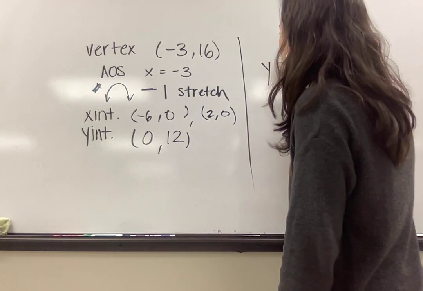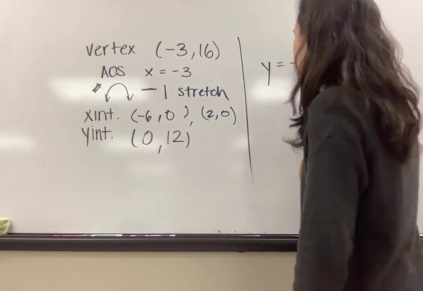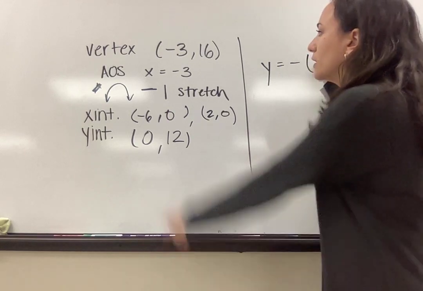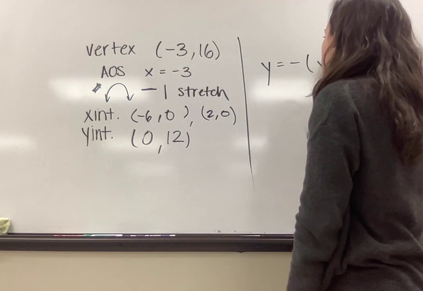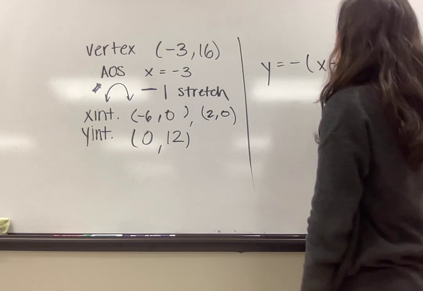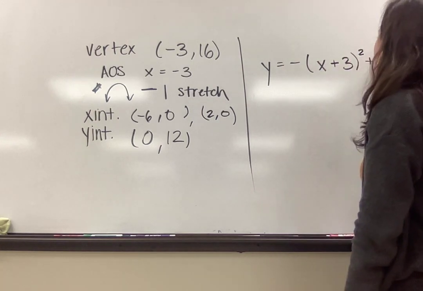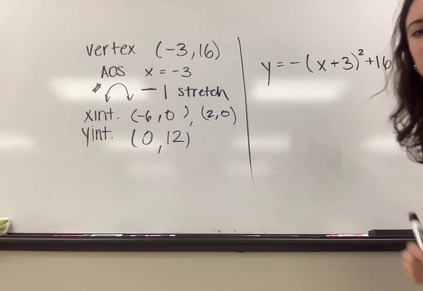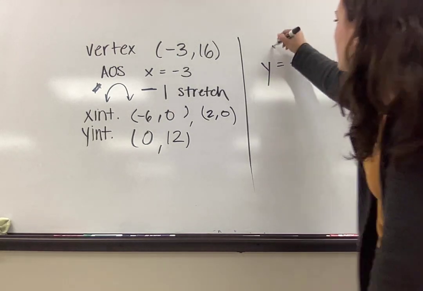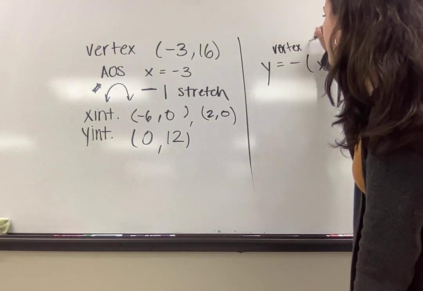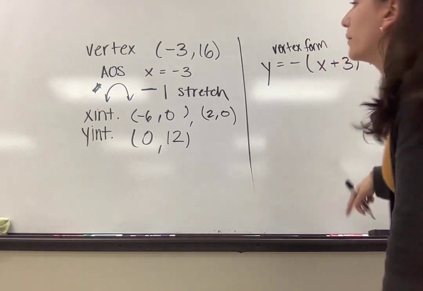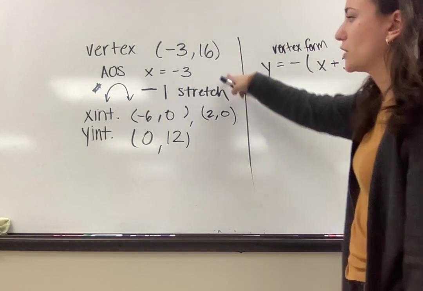Let's do vertex form, because I know my stretch is negative. I know I've gone 3 to the left, so it's x plus 3 squared, and then I've gone 16 up, positive 16, and that's vertex form. I primarily use my vertex to do that, and my stretch.